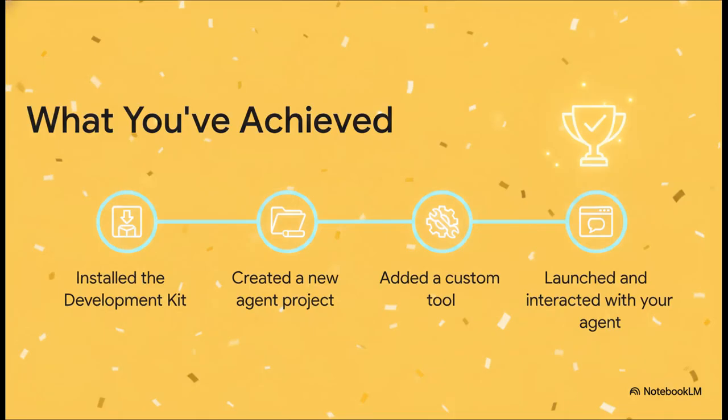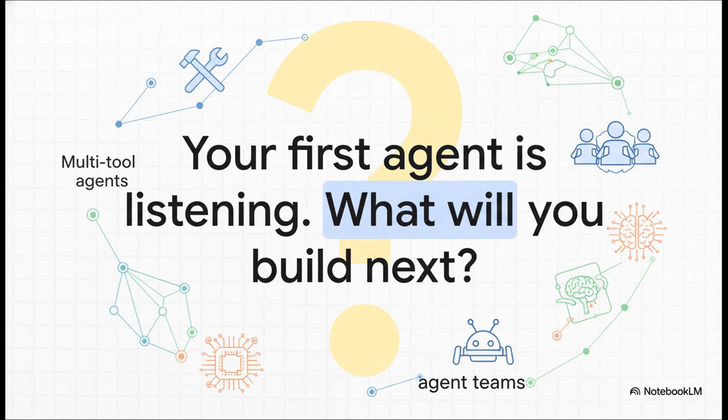And hey, let's just pause for a second and look at what we've done. In just a couple of minutes, you installed the ADK, you created a whole agent project from scratch, you gave it a custom skill, and you launched it in a full-blown web UI. That is a massive accomplishment, and it just shows how incredibly fast you can get up and running with this. So there you have it. Your first agent is alive, it's listening, but this is really just the starting line, right? The ADK has guides to help you build agents with tons of tools, even teams of agents that work together. So the only question left is, what are you going to build next?